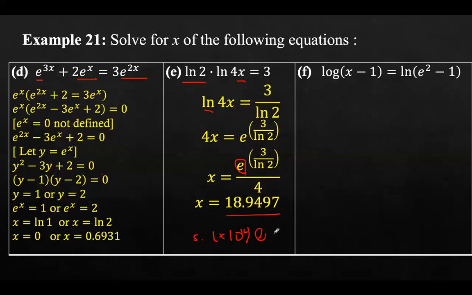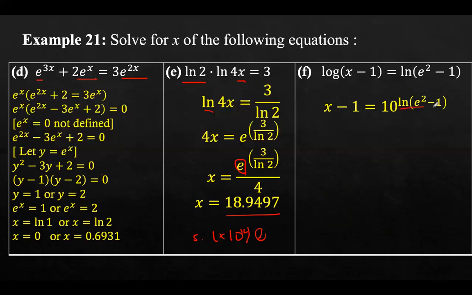Now is F. I want to find x, but on the left hand side it is log to the base 10, and the right hand side is ln, log to the base e. So what should we do? We need to change the log into index form. So x minus 1 equals 10 to the power of ln(e^2 minus 1).